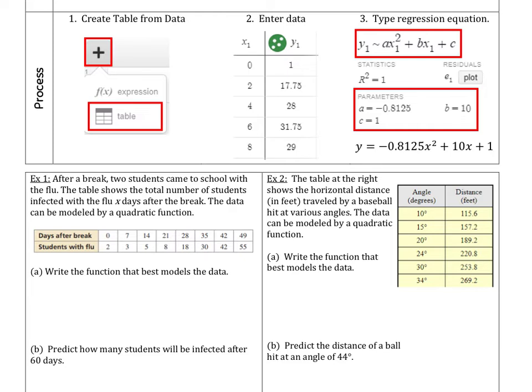Next time. So today, when we see a table, we're going to follow the steps up here where it says process. You're going to add the table. You're going to type in the table. You have to type every point they give you. Can you just pick a couple of them? No. You need to type every point in.